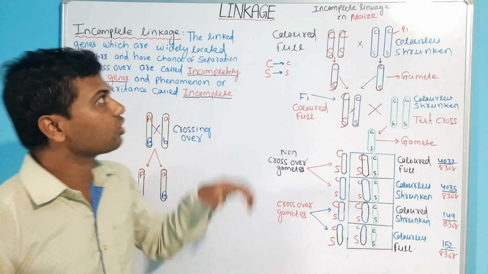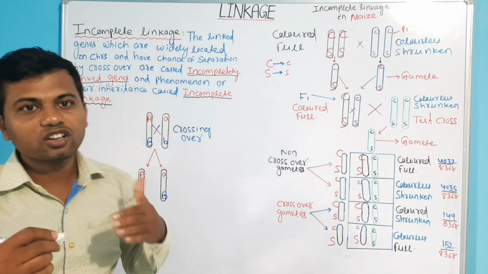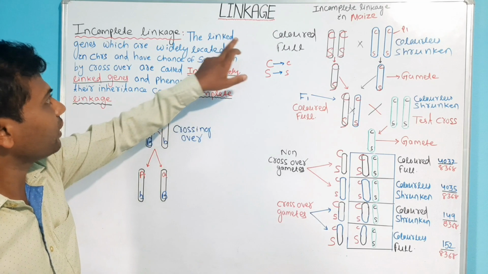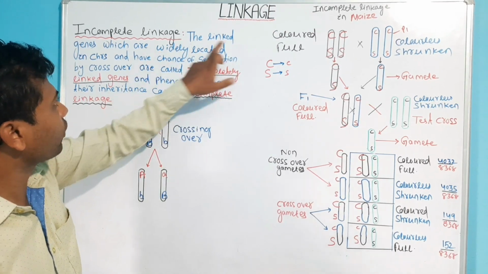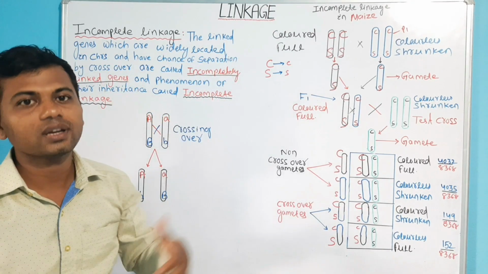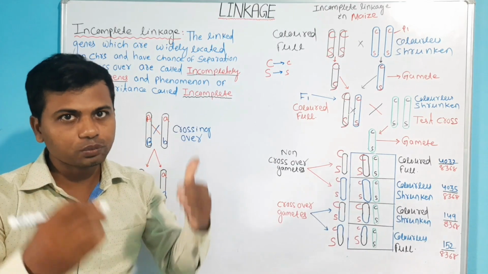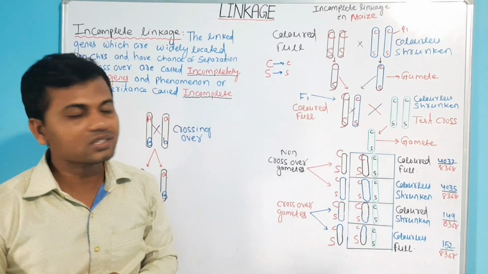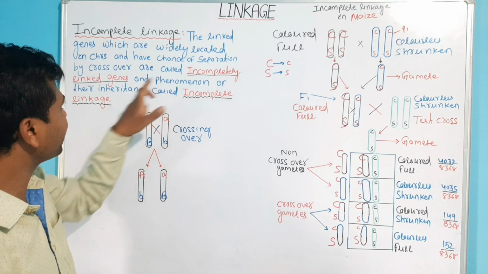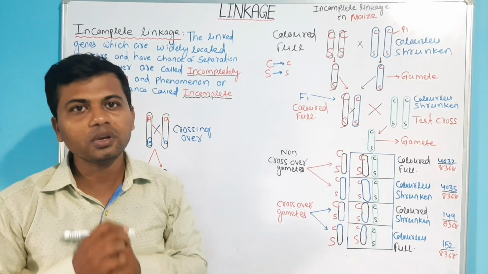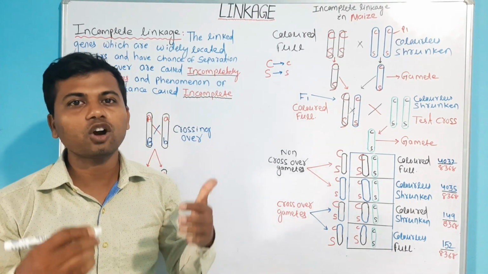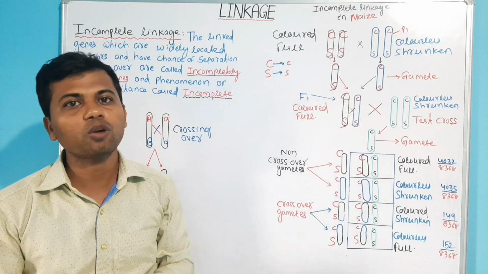Next we come to incomplete linkage. Incomplete linkage states that linked genes which are widely located in chromosomes have a chance of separation due to crossing over. Such genes are known as incompletely linked genes, and the phenomenon of inheritance of incompletely linked genes is known as incomplete linkage.